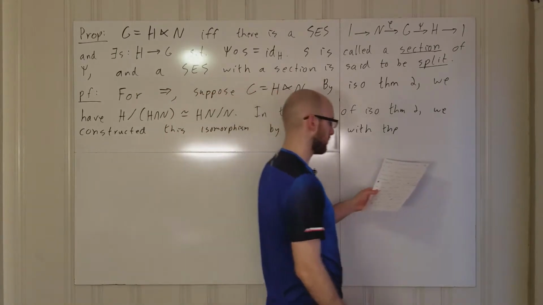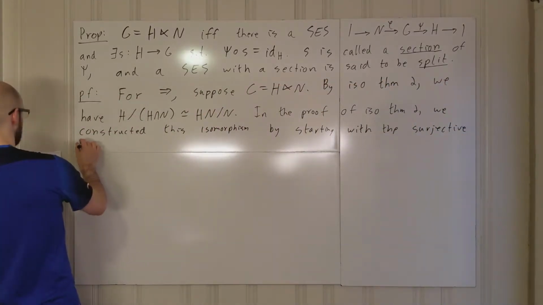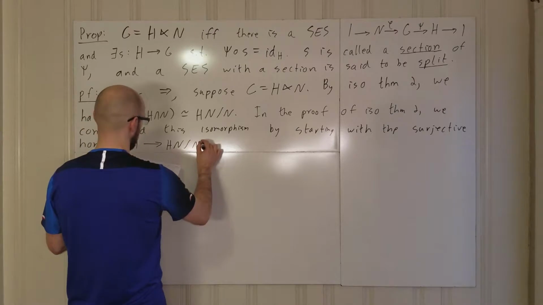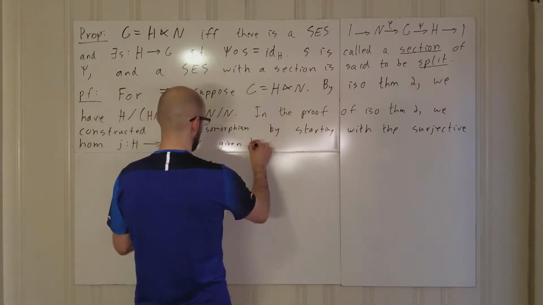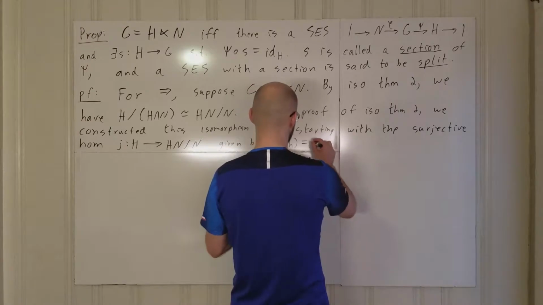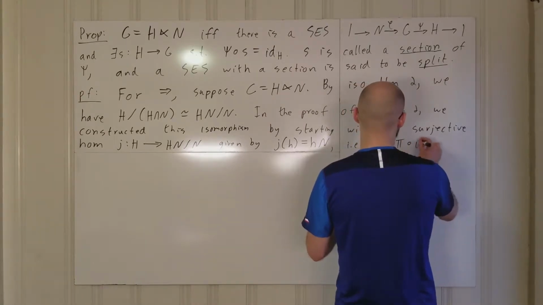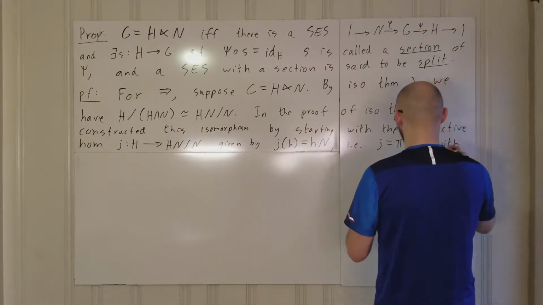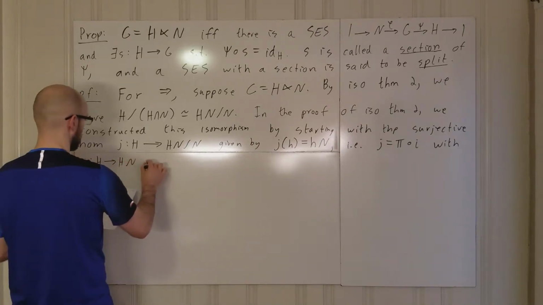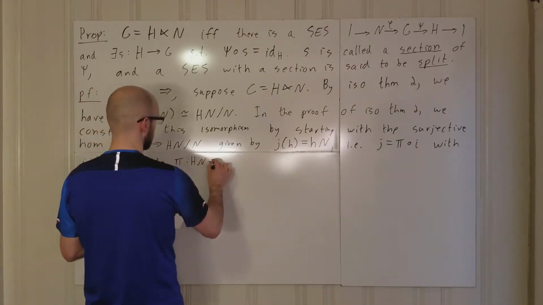By starting with the surjective homomorphism J from H to HN mod N, given by J of h is equal to hN, i.e. J is pi of I, with I going from H to HN, and pi going from HN to HN mod N.